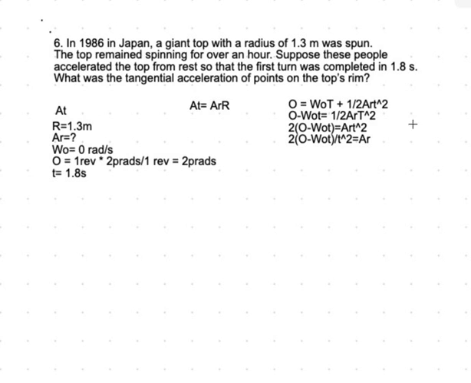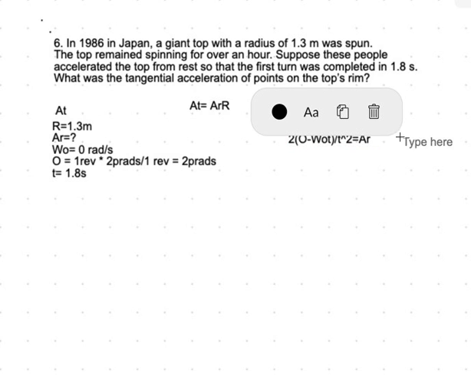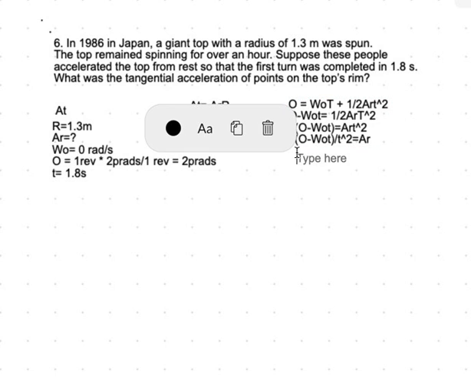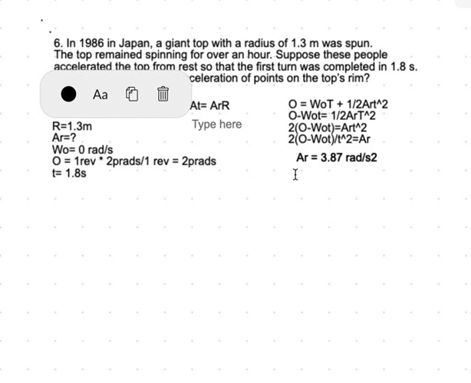Okay, if I plug those numbers into my calculator, you should end up with an angular acceleration of approximately 3.87 radians per second squared. Okay, and now that we have the angular acceleration and we have the radius, we can multiply those two terms together to get a tangential acceleration, which is 5 meters per second squared.